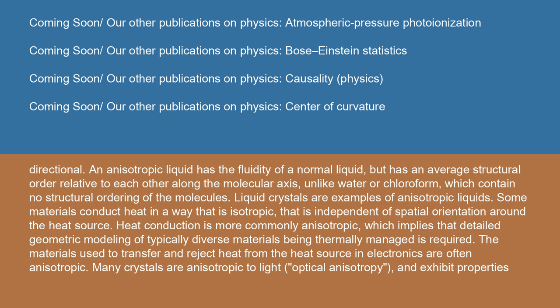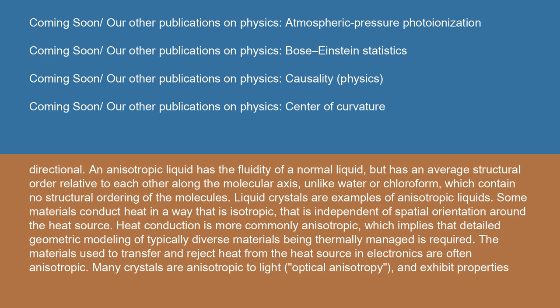An anisotropic liquid has the fluidity of a normal liquid, but has an average structural order relative to each other along the molecular axis, unlike water or chloroform, which contain no structural ordering of the molecules. Liquid crystals are examples of anisotropic liquids.